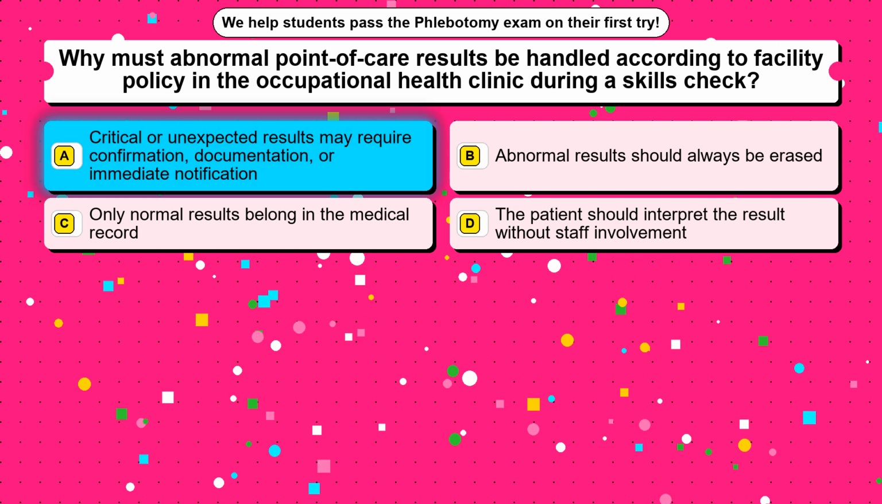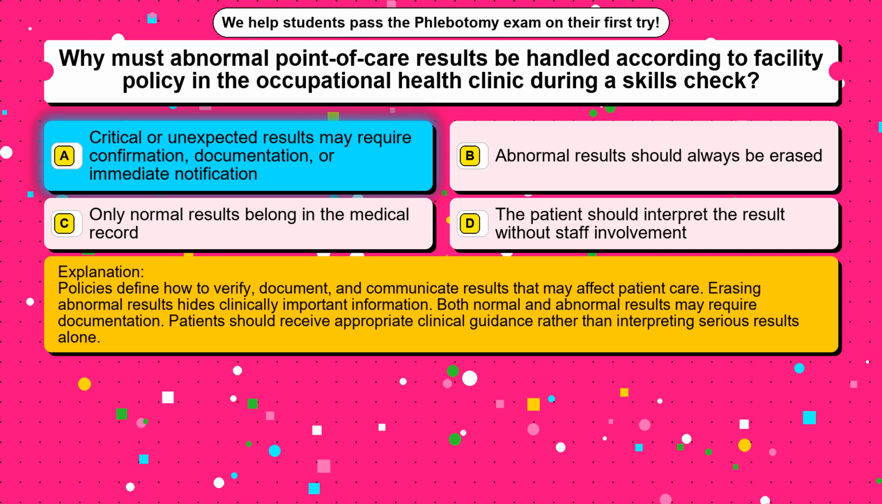The correct answer is option A. Critical or unexpected results may require confirmation, documentation, or immediate notification. Policies define how to verify, document, and communicate results that may affect patient care. Erasing abnormal results hides clinically important information. Both normal and abnormal results may require documentation. Patients should receive appropriate clinical guidance rather than interpreting serious results alone.